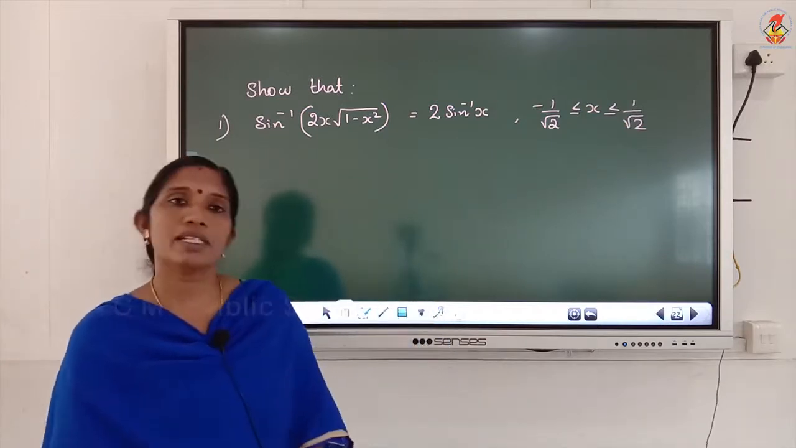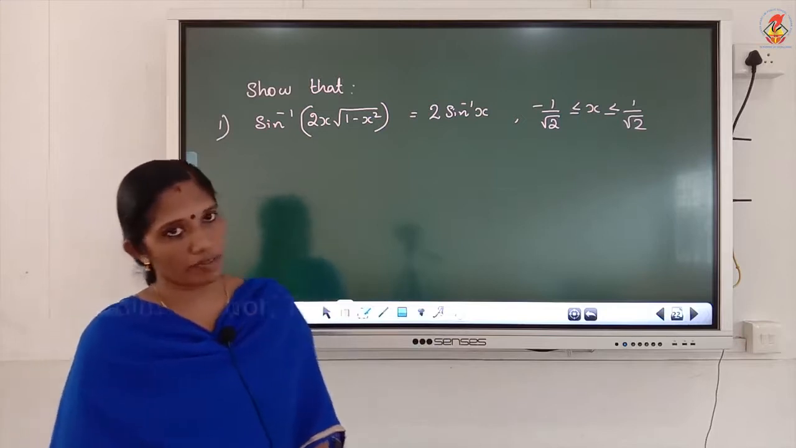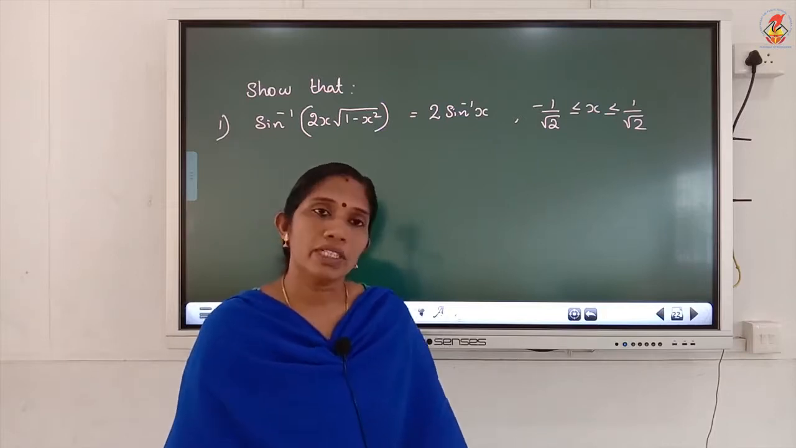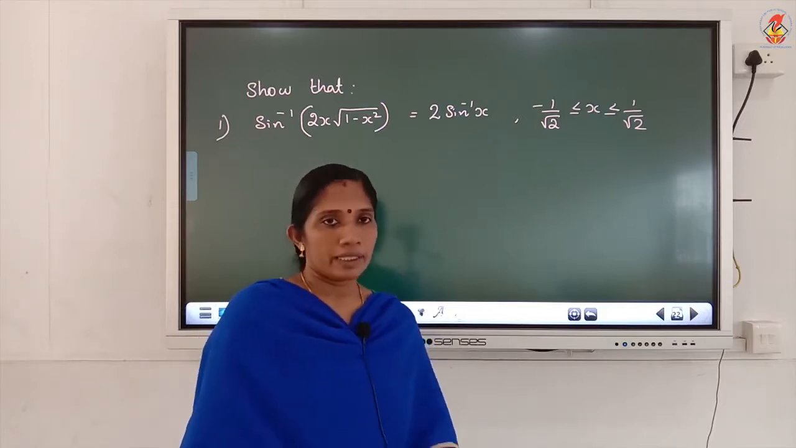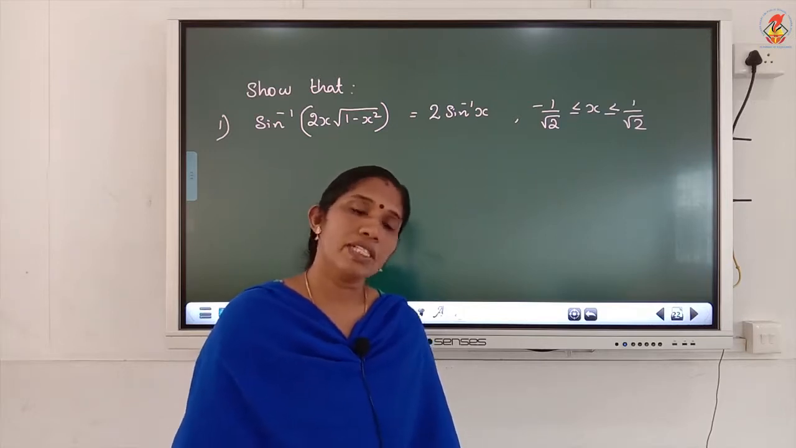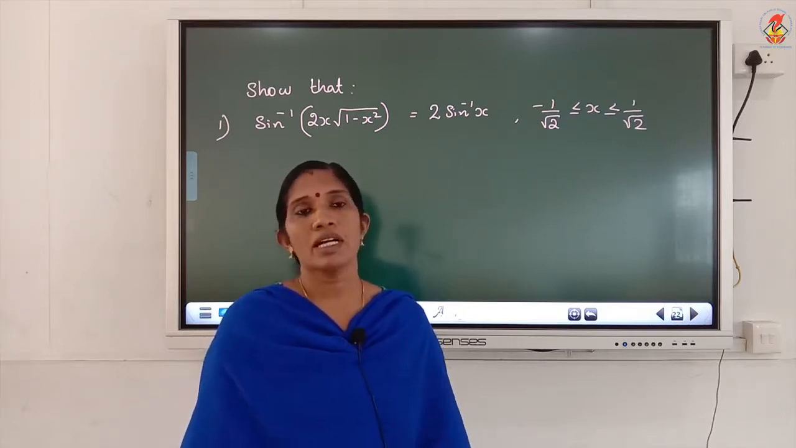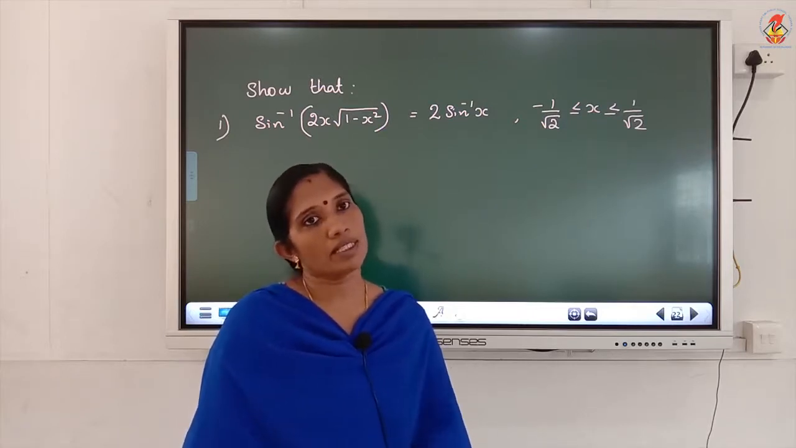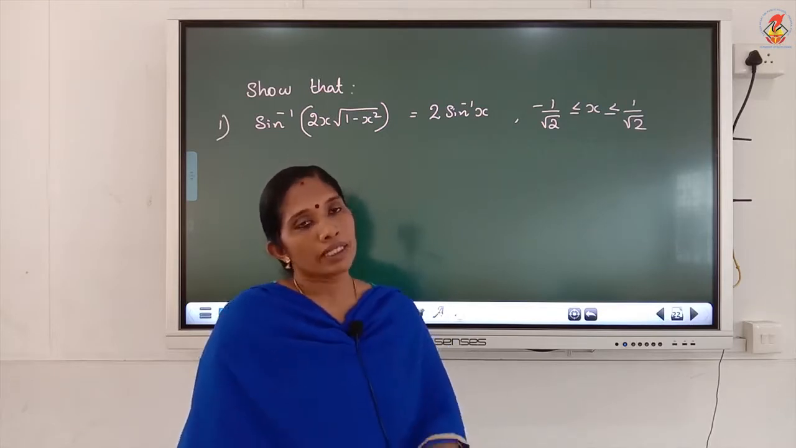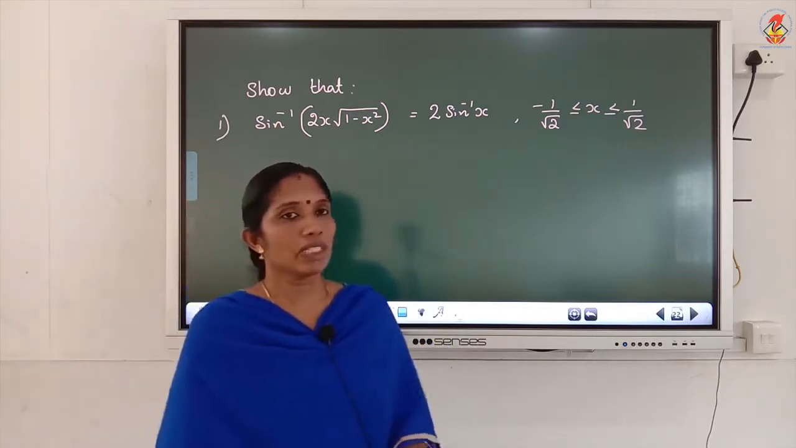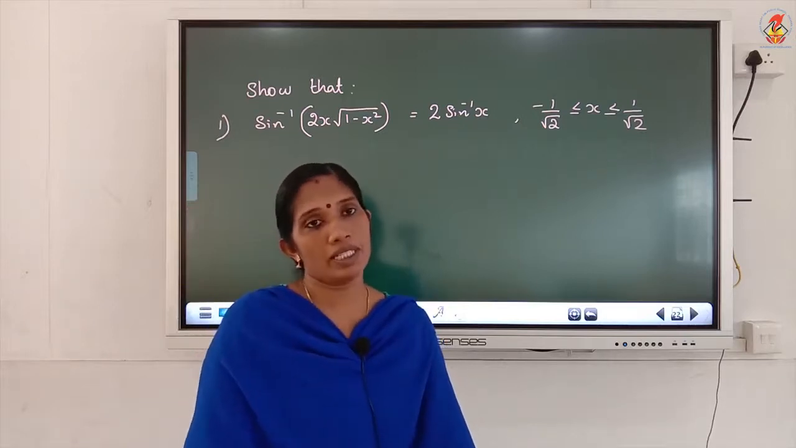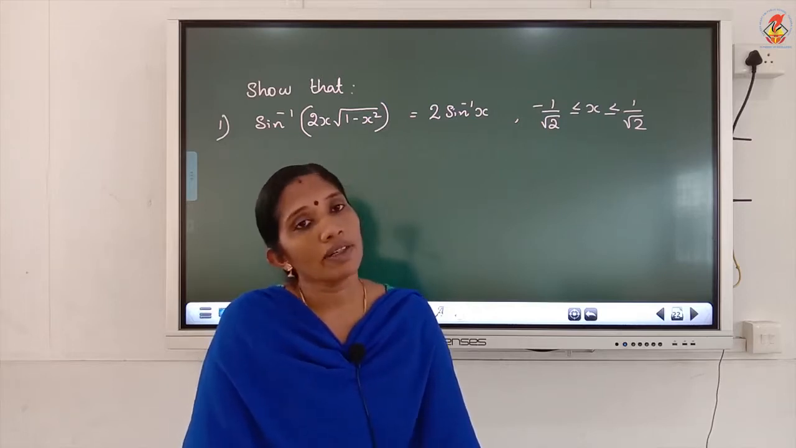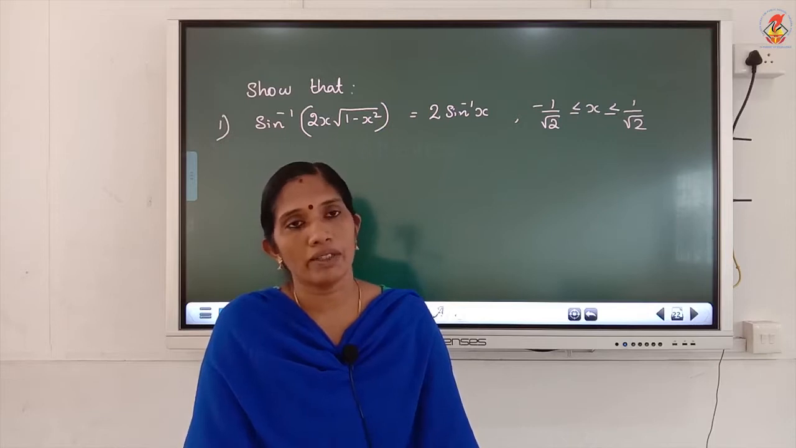Then next we have sine inverse 1 by x is equal to cosec inverse x, cos inverse 1 by x is sec inverse x, and tan inverse 1 by x is cot inverse x. Then the fourth set is sine inverse minus x is minus sine inverse x, cosec inverse minus x is minus cosec inverse x, and tan inverse minus x is minus tan inverse x. Then in the next set, cos inverse minus x is pi minus cos inverse x, sec inverse minus x is pi minus sec inverse x, and cot inverse minus x is pi minus cot inverse x.